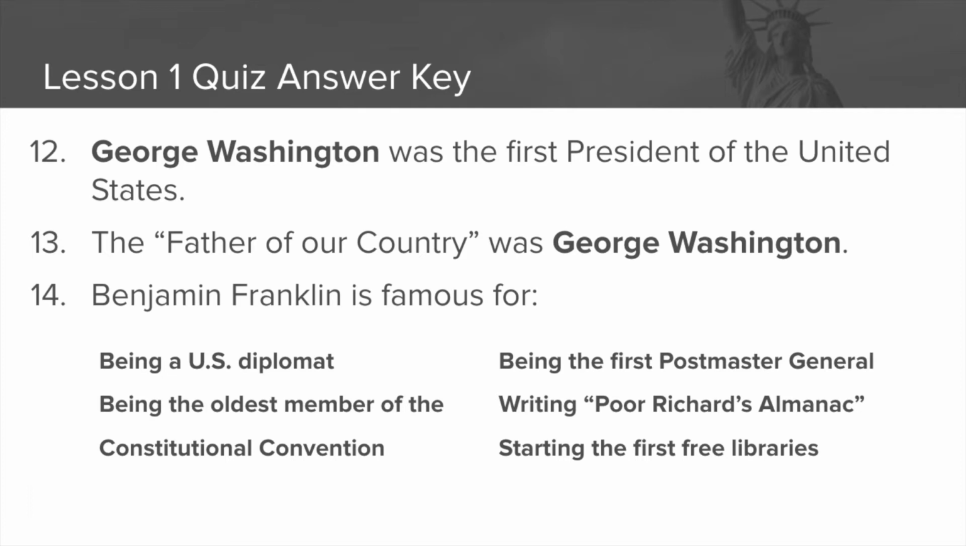Okay, so I think we're getting to the end here of our quiz. For number 12, George Washington was the first president of the United States, and the father of our country was George Washington for number 13. And when you get to number 14, the answer will be Benjamin Franklin is famous for being a U.S. diplomat, being the oldest member of the Constitutional Convention, being the first Postmaster General, writing Poor Richard's Almanac, or starting the first free libraries. Any of those answers will work.